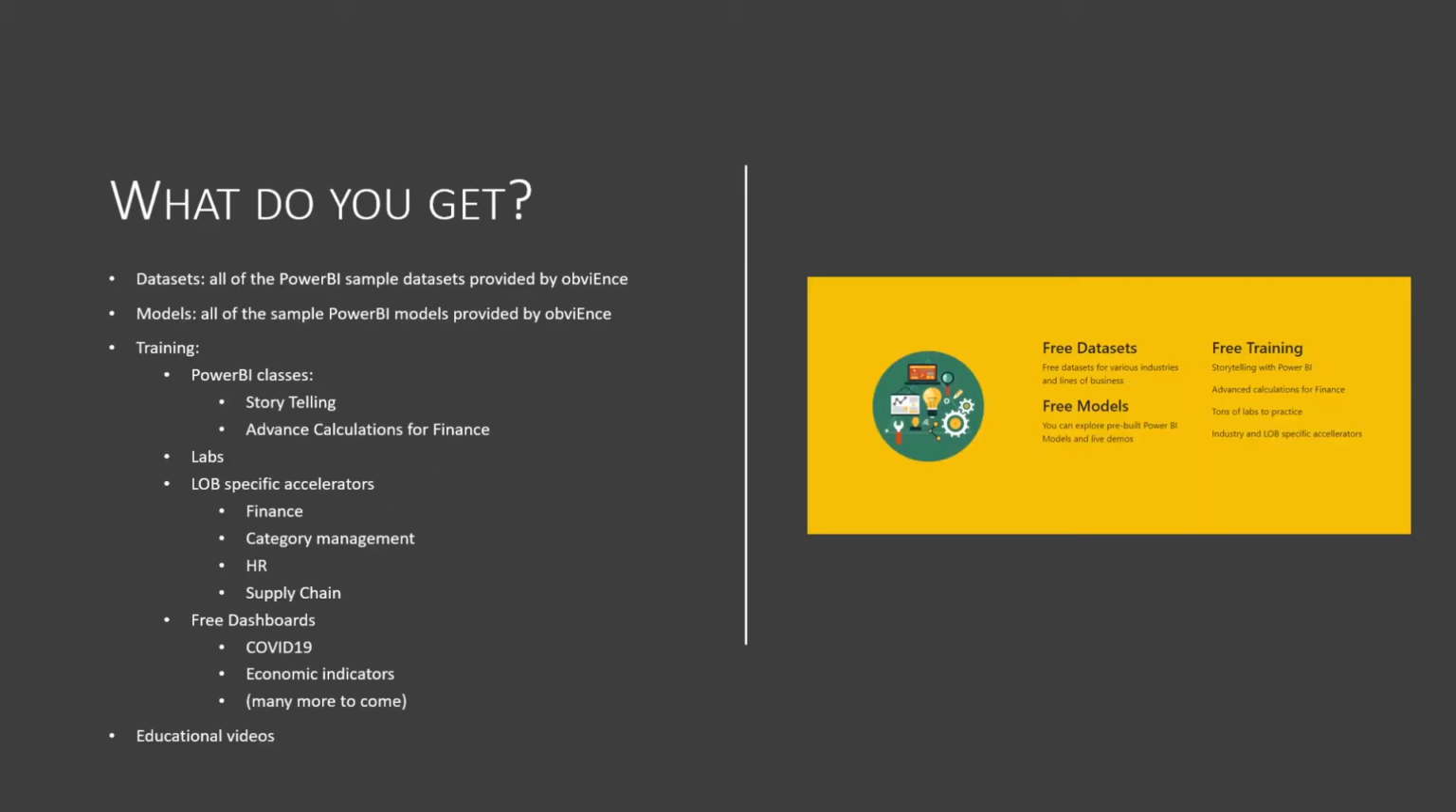What do you get when you sign up for KnowledgeBank Pro? Number one is you have a lot of data sets. So there's Obvious, a company that provides a lot of sample data sets for PowerBI.com. You can go and get them from PowerBI.com. However, those data sets have not been maintained and updated in a long time. The data sets at KnowledgeBank Pro will be maintained on a regular basis and will be available for everybody to play with. Same goes for models. There's a lot of models, industry-specific models and samples provided by Obvious for PowerBI.com. Those and many more models will be available here as well.